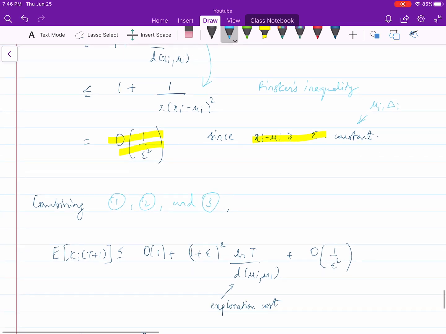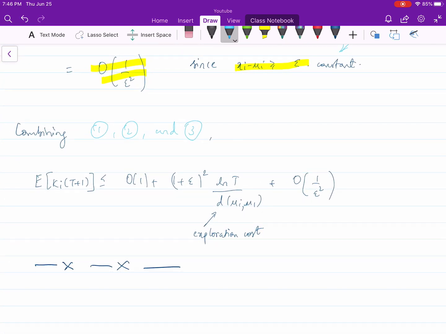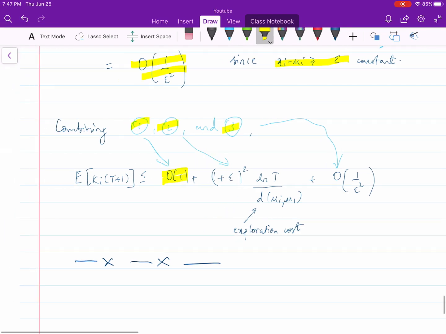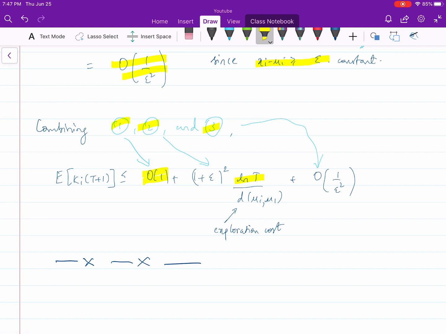So now we just combine all these three summations which we have shown earlier. The first term is bounded by a constant, the third term is also bounded by a constant, and the second term, which contributes to the log regret, is coming from the exploration cost. So we are exploring different suboptimal arms so that we are confident enough to eliminate those arms from consideration.